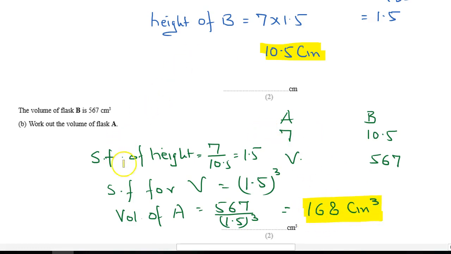Always remember, first try to find the scale factor. If the length is given and you have to find the bigger area, you multiply by the square of the scale factor. If you want to know the volume, you multiply by the cube of the scale factor. If you want to find the smaller volume, you divide by the scale factor.